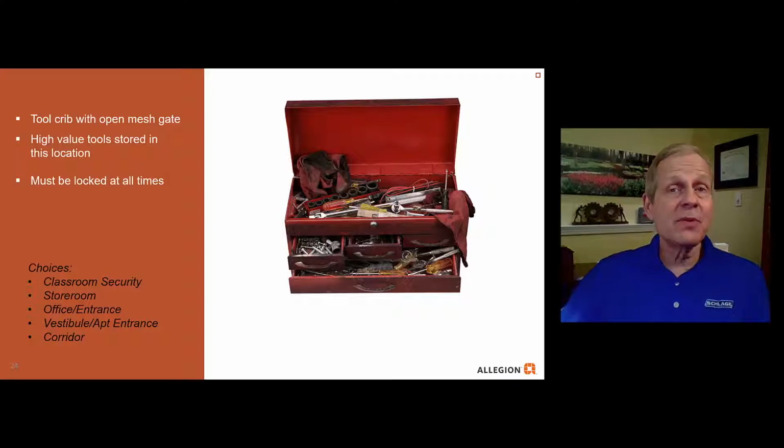We could have a vestibule or apartment entrance. So a vestibule or apartment entrance, that's the one that has a key on both sides. So when you want the outside lever locked, you turn the key on the inside to lock the outside lever. When it's locked, then it functions like a storeroom. Next one is a corridor, and that's the one that had the button on the inside. But when you push down on the inside lever, that button pops out, and you have to lock this with a key from outside. So which one of these do you think would be appropriate for this tool crib?